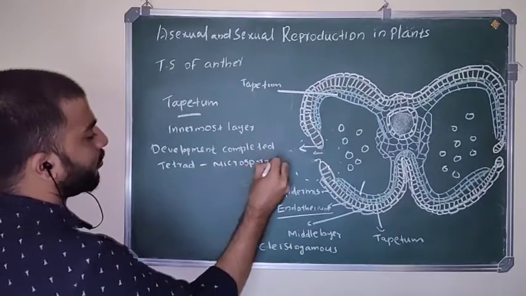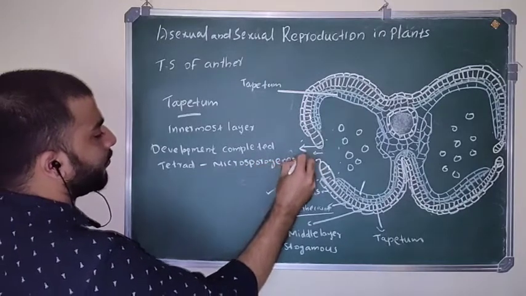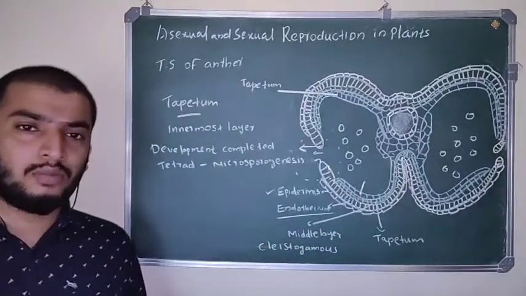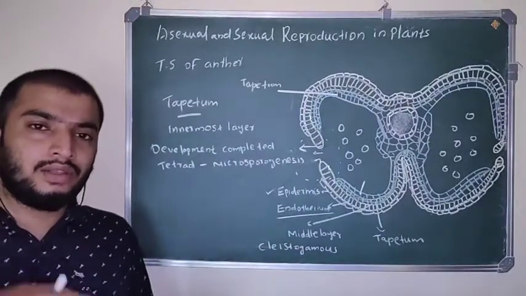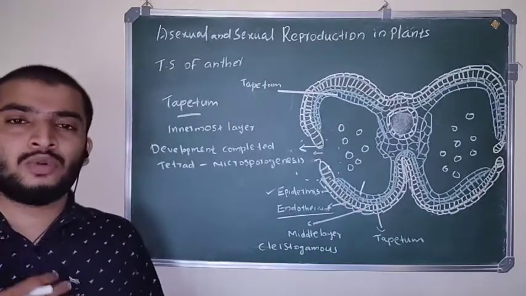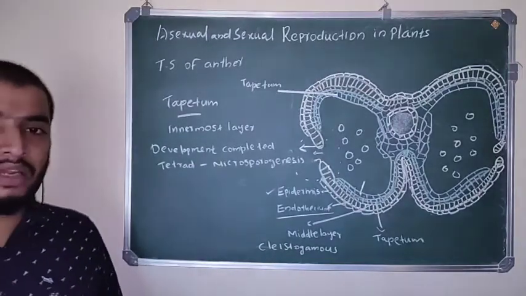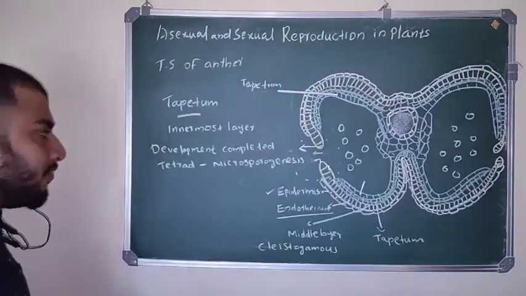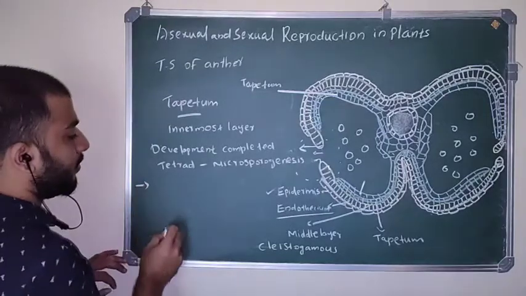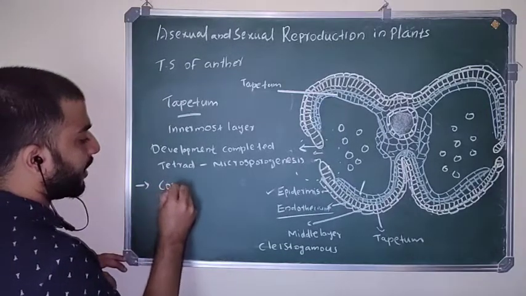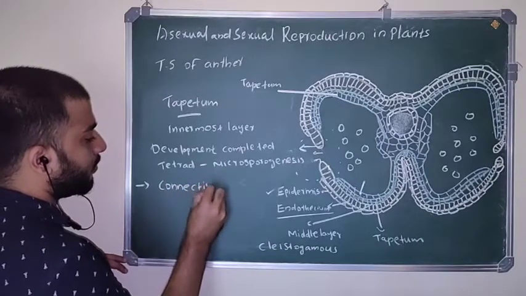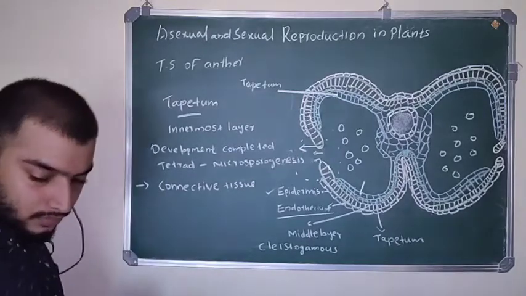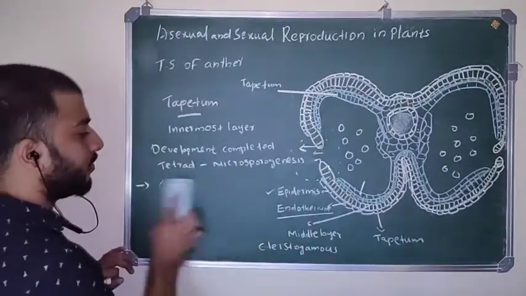So what is microsporogenesis? We already discussed. From the sporogenous cells, the microspore mother cell forms, and this microspore mother cell undergoes meiotic division and forms the microspore tetrad. Okay, at this time the tapetum layer completes its development. The tapetum may be formed from connective tissue, or maybe it is formed from the peripheral layers of the anther wall.